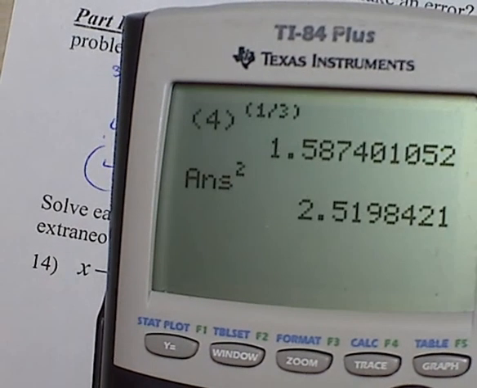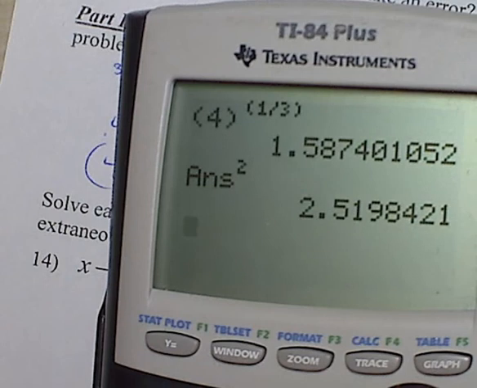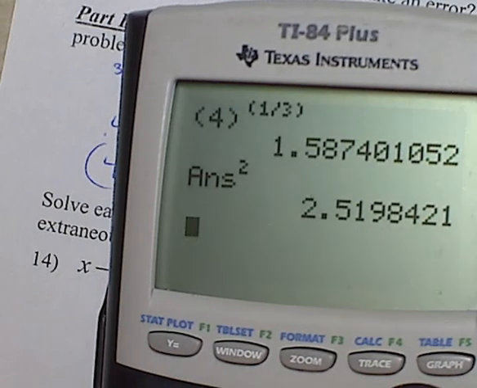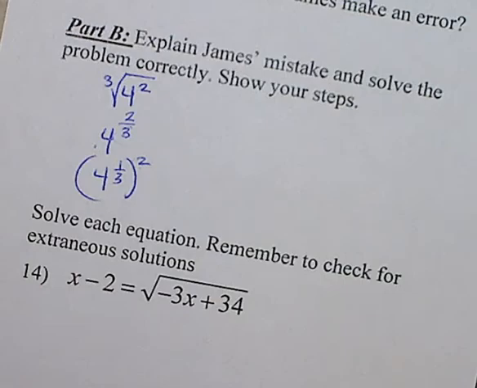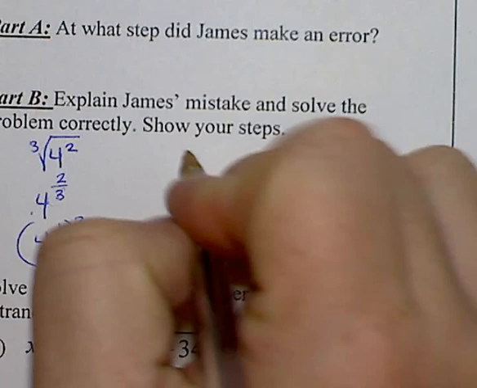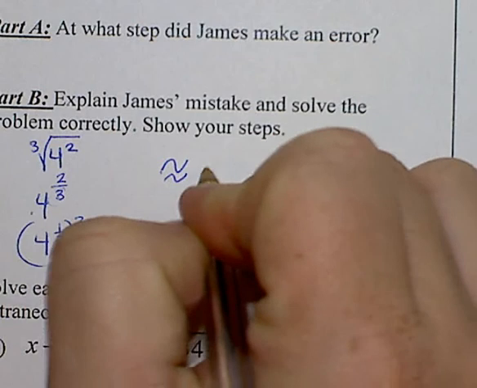Let's round this to the nearest hundredth. So 2.5, not 1. The 9 is going to kick this up and become 2.52. So we're rounding it, so approximately 2.52.